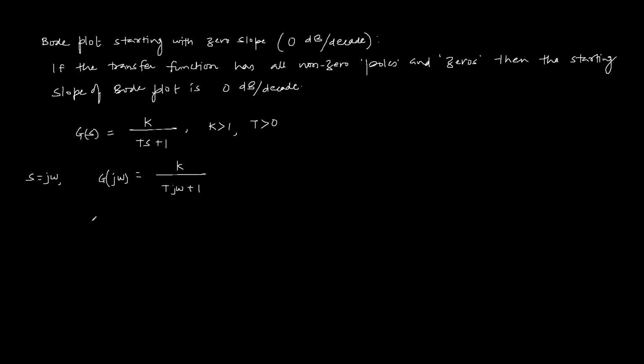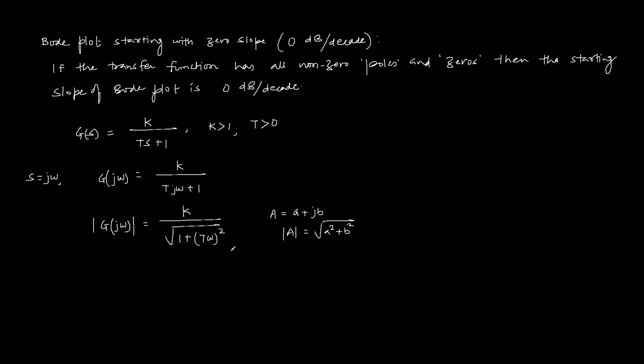Now we will write the magnitude of this transfer function. So magnitude of k is k, and the magnitude of 1 plus T j omega is square root of 1 plus T omega square. See, if a number is complex like capital A is equal to a plus jb, then the magnitude of capital A is square root of a square plus b square. In this way, I have written the magnitude of the denominator.